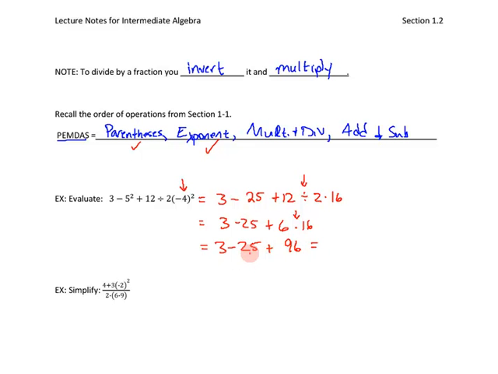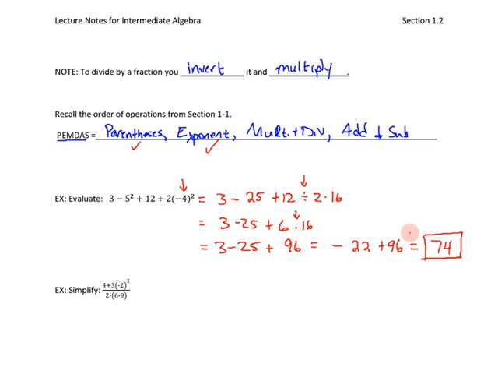Alright, so 3 minus 25 gives me a negative 22, because that's 3 plus a negative 25. You subtract the 2, 25 minus 3 is 22, and you take the larger number's sign, so that's negative, plus 96. So again, adding opposite signs, I'm going to subtract: 96 minus 22 is 74, and 96 is the bigger number, so it's positive. That's how we would evaluate that expression.